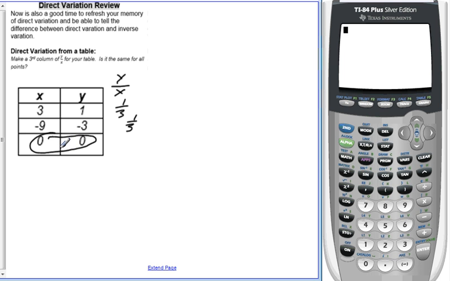So you're not going to divide by 0, but you're going to look at this and you're going to know that it has to go through 0, 0. So yes, this is direct variation. You make a third column, it's y divided by x.